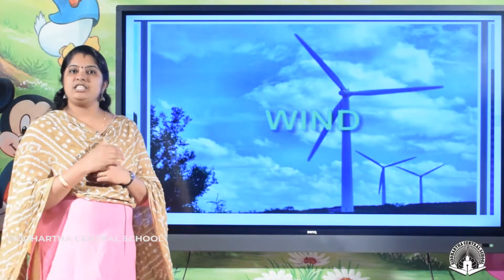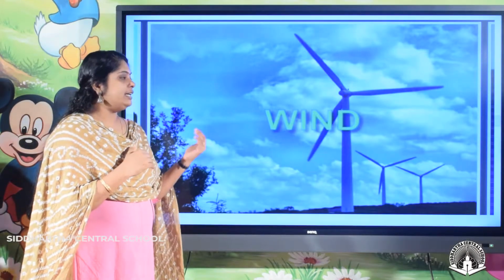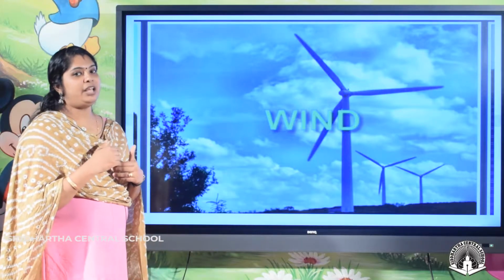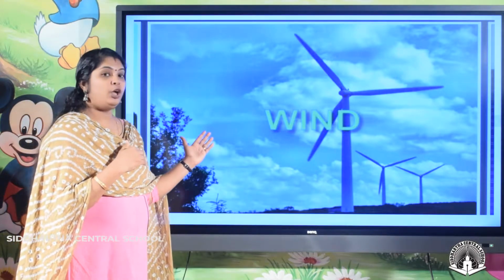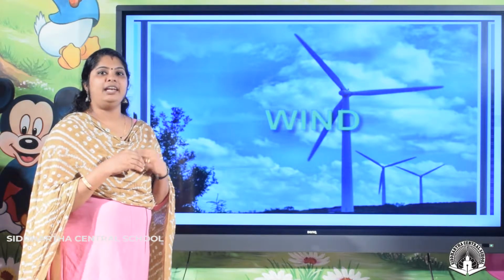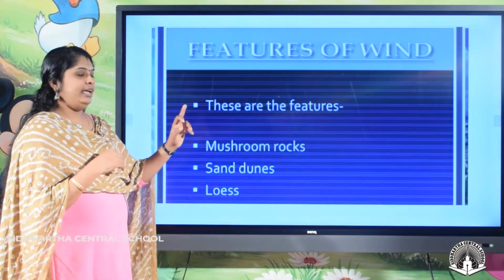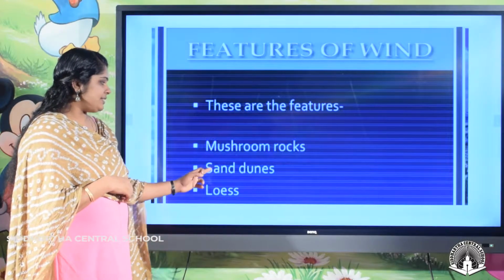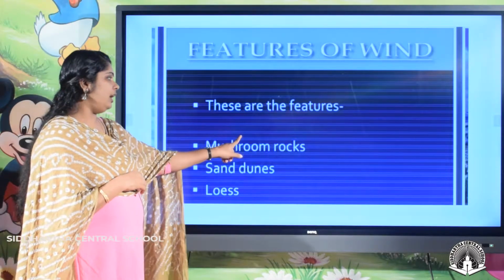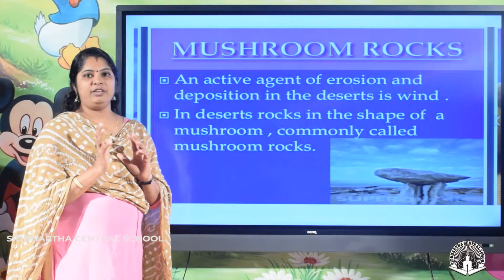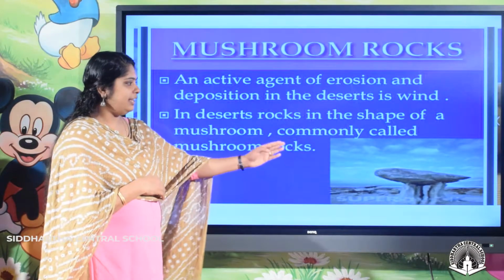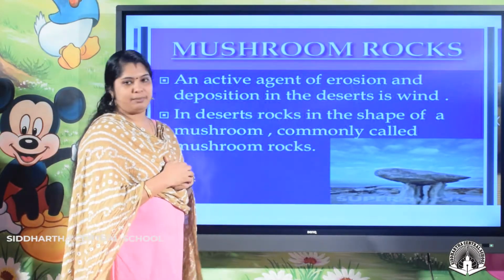Next we are going to learn more about the depositional and erosional activities of wind, how wind creates different features on the surface of the earth. In this session, we have mushroom rocks, sand dunes, and loess. So what are mushroom rocks? You are all familiar with the shape of a mushroom, isn't it? In this picture, you can see mushroom-shaped rocks.